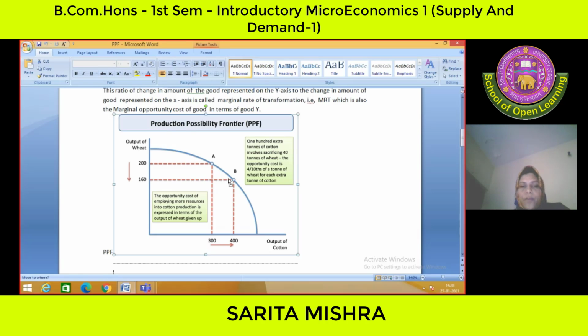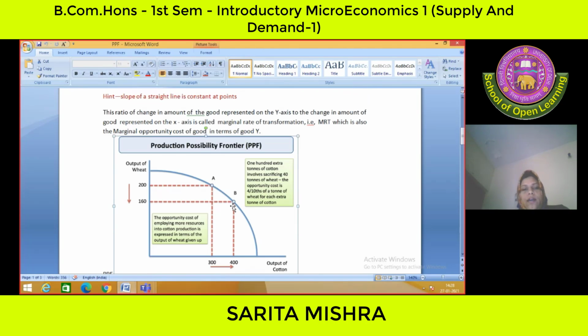So what is the slope of this angle? This is nothing but 40 by 100. So that way we calculate the slope. Now if you take another point C here and then calculate the slope of the line here in a similar fashion, you will find that this slope will be definitely different from the slope at point B.